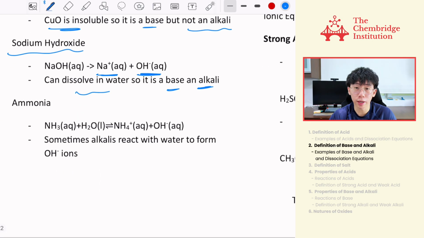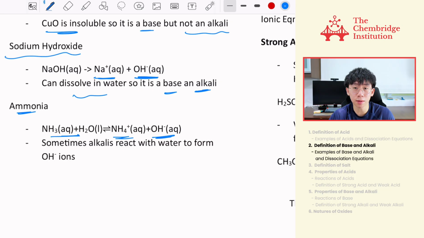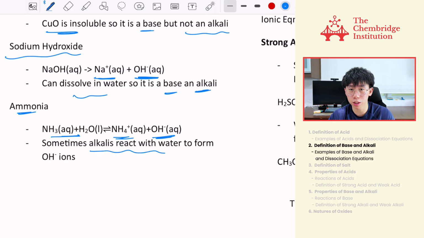Now let's take a look at ammonia, another common base. Ammonia is slightly soluble in water. It partially dissolves in water to give NH4+ aqueous and OH- aqueous. And you must know that sometimes your alkalis can react with water to give OH- ions. This is a very common pattern, especially for some of your weak alkalis.